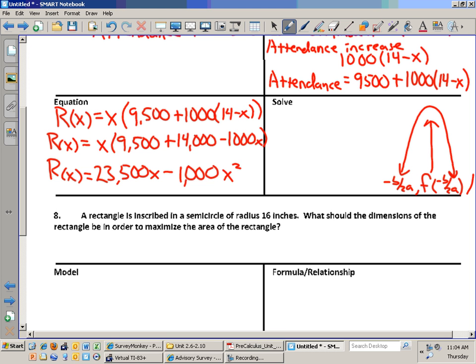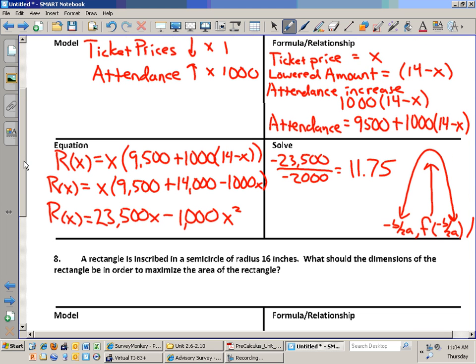What is negative b? Negative 23,500 divided by, what is 2a? Negative 2,000. We divide that, we get 11.75. A for the day, what does 11.75 represent? The price of the ticket. How do you know that? Because that's X, and we set up here that X represents the ticket price.